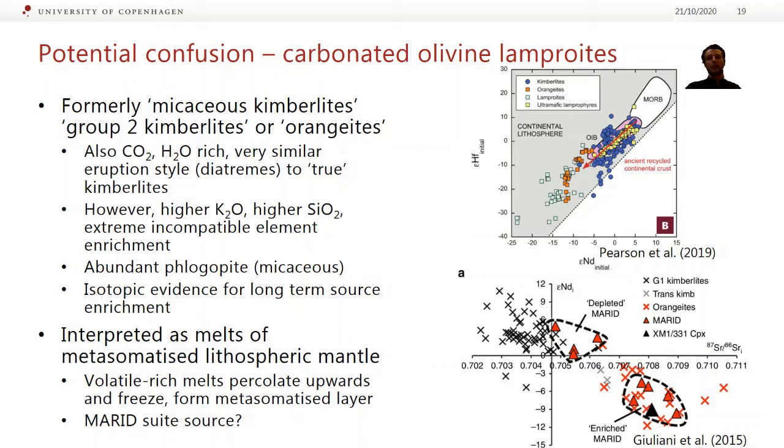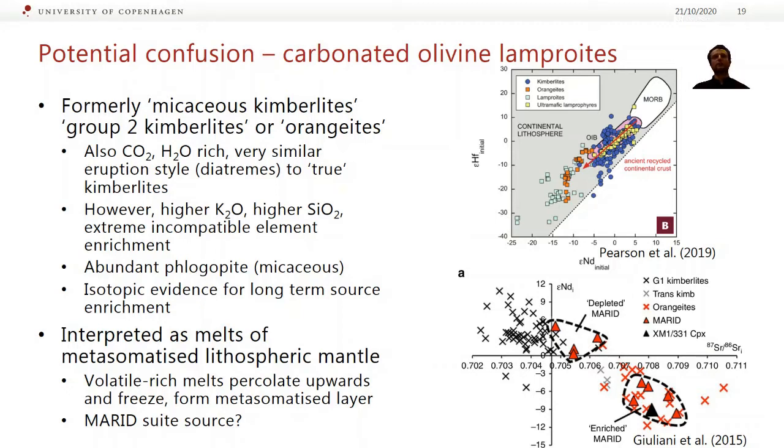and you can see the little orange square symbols. They actually have much more negative epsilon hafnium and epsilon neodymium values than Group 1 kimberlites. So this implies that they've been in enriched sources for a long period of time before they erupted. They also have a lot higher potassium, a little bit higher silicon, and sometimes even more extreme incompatible element enrichment than true kimberlites. They're full of phlogopite, which is the magnesium-rich form of biotite, and this is why they're called micaceous kimberlites.